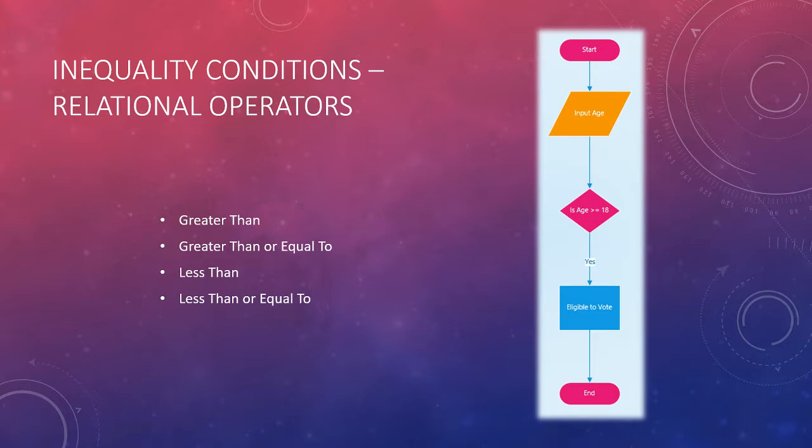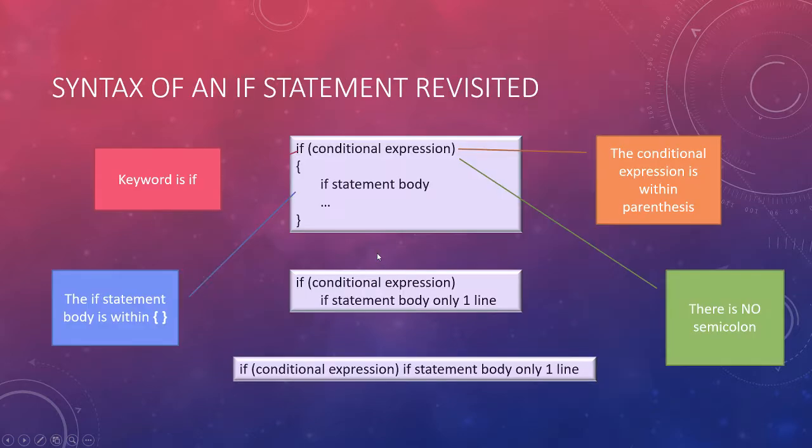Now, sometimes we don't have things that are equal. Sometimes we need to test relationships of unequal values. So we can use the inequality operators like greater than or equal to, less than or equal to. Our visual here says we're going to start a program and input the age. If the age is greater than or equal to 18, we're going to say that person is eligible to vote. That used that greater than or equal operator.